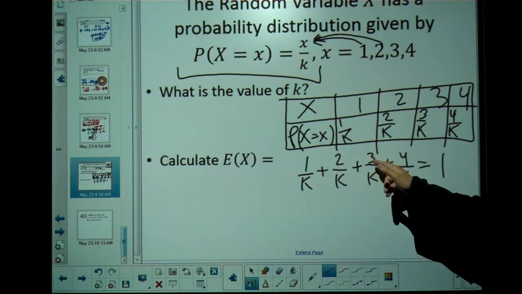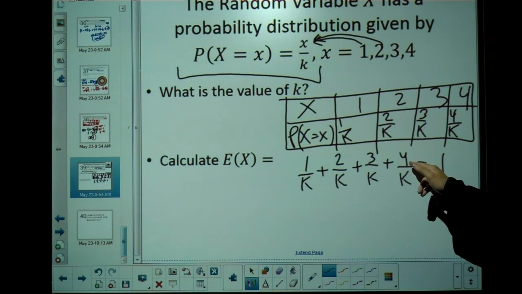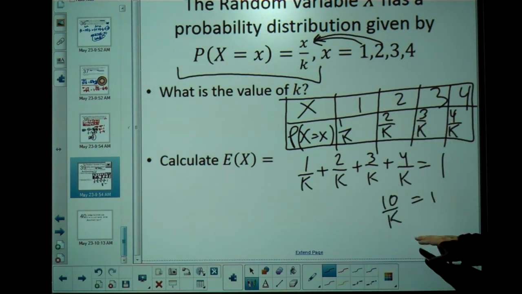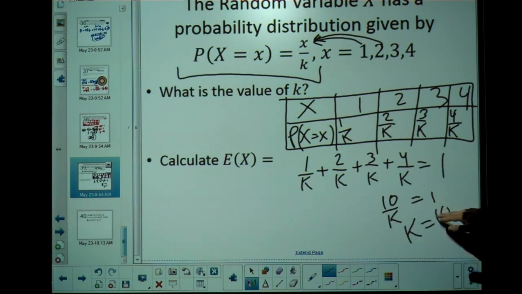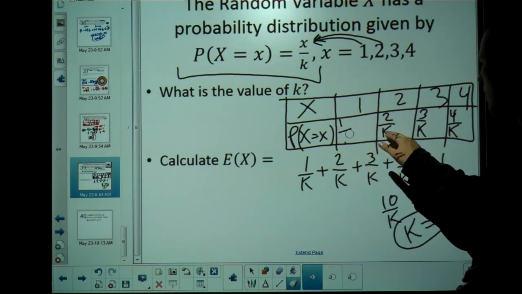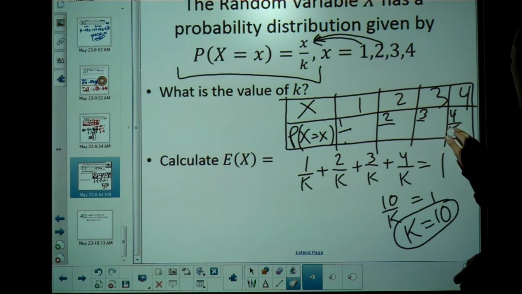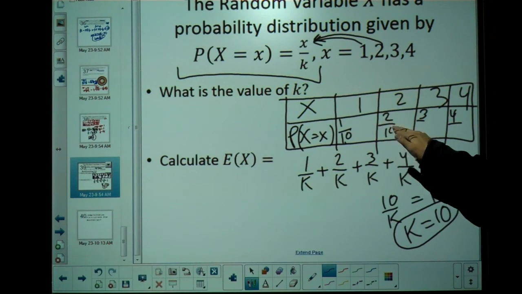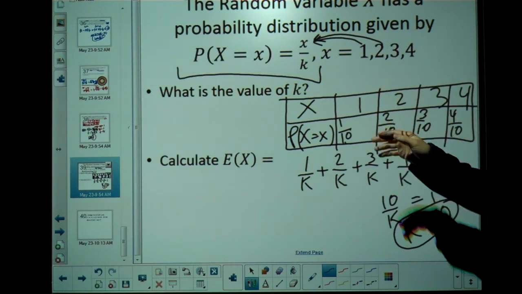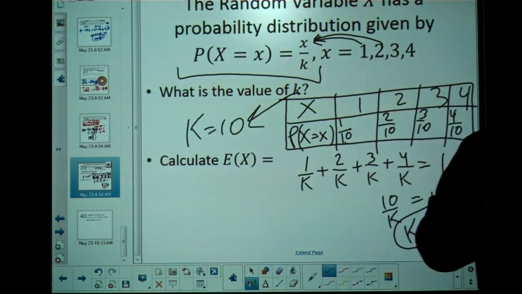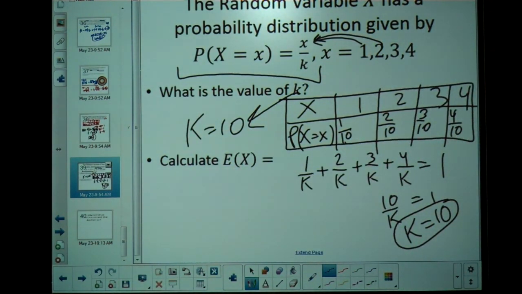So let's add them up. 1 plus 2 is 3. Add 3 more to that, you get 6. Add 4 more to that, you get 10. This is 10 over k equals 1, and therefore k equals 10. So now that I know that k equals 10, I can go right back up into this table. I can erase all those k's, or you can write next to it if you want. I'm going to erase the k's for mine. And then we know that k is 10. So each of those is over 10. That is the number for k that makes them all add up. So we've answered this question. What's the value of k? K equals 10. Now we're being asked to find the expectation.